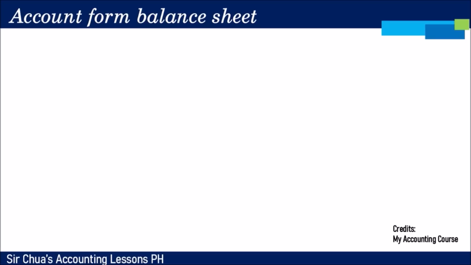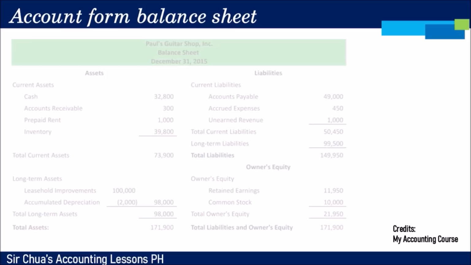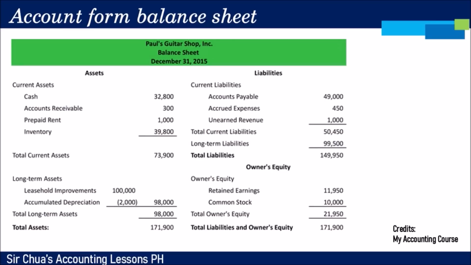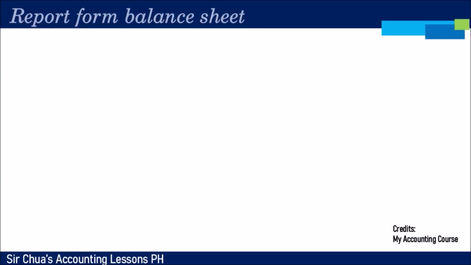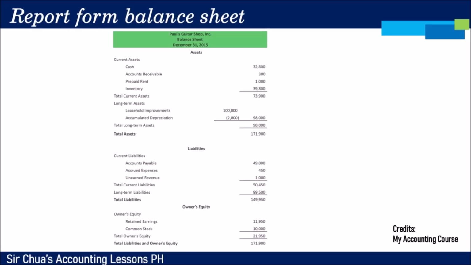So, pag i-distinguish na natin, ano ba yung account form o may report form na yan, no? Credits po sa My Accounting course sa ginamit kong picture po ng balance sheet. Okay. Pag sinabi pong account form balance sheet, yung assets po natin ay nasa left side, yung liabilities and capital nasa right side. Ganun lang. Assets on the left, liabilities and capital on the right. Kapag ka naman po report form ang balance sheet, again, credits to My Accounting course for the picture that I used, pababa po.